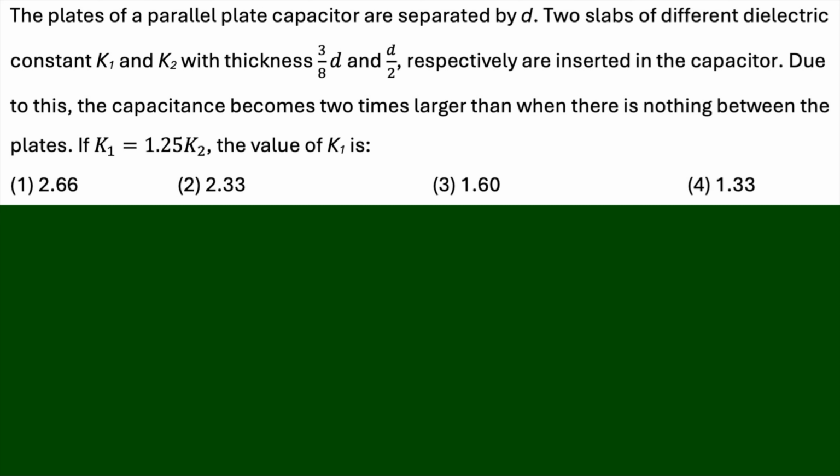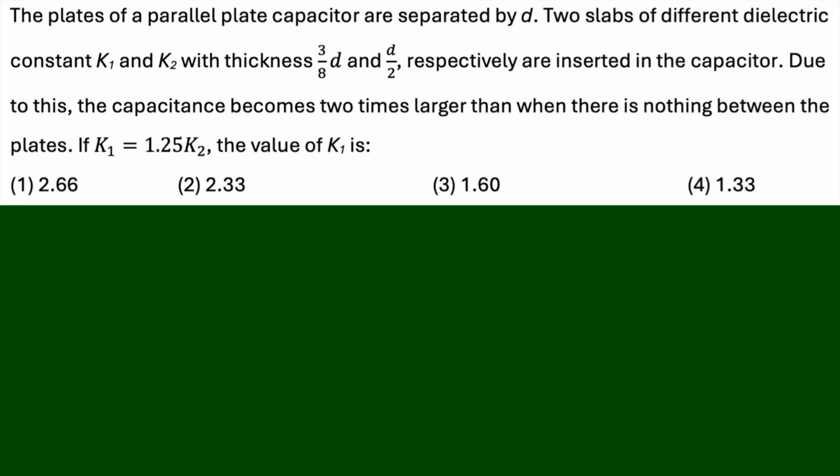Today we are going to solve one question from NEET 2025. Given that the plates of a parallel plate capacitor are separated by a distance d, two slabs of different dielectric constants K1 and K2 with thickness 3 by 8 d and d by 2 respectively are inserted in the capacitor. Due to this, the capacitance becomes 2 times larger than when there is nothing between the plates. If K1 equal to 1.25 K2, the value of K1 is. So we have to calculate the value of K1.